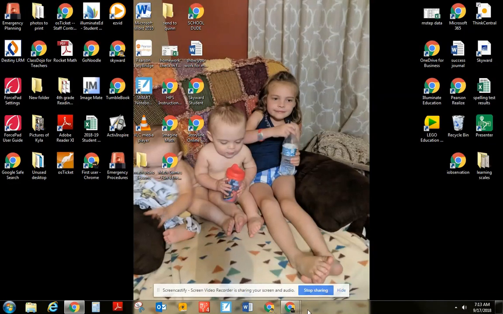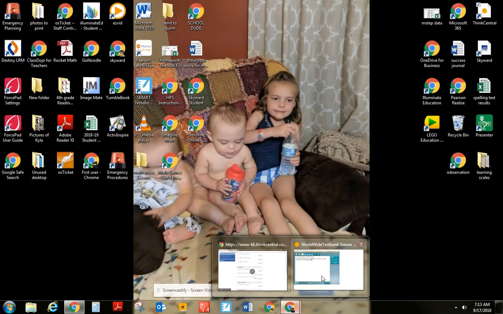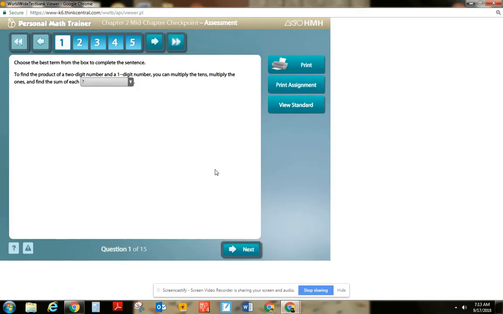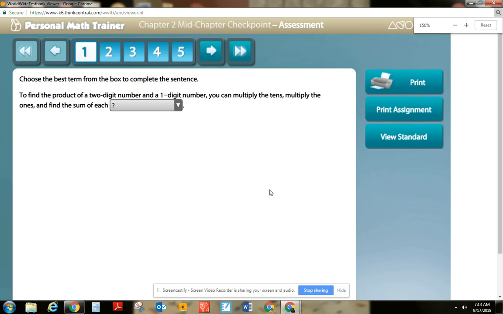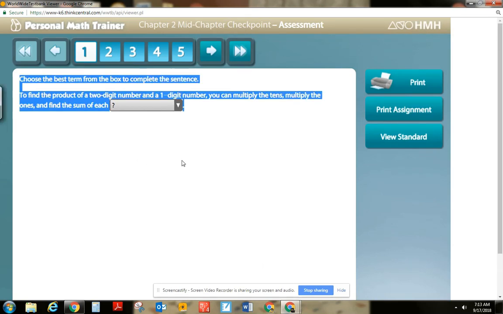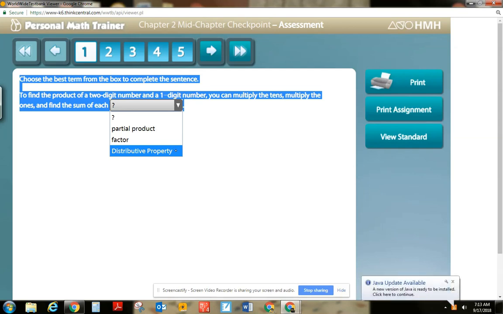We're going to be tackling Go Math, Chapter 2, the mid-chapter checkpoint, and let's just get into it. Alright, so the first two questions are all vocabulary. To find the product of a two-digit number and a one-digit number, you can multiply the tens, multiply the ones, and find the sum of each partial product, factor, or distributive property.